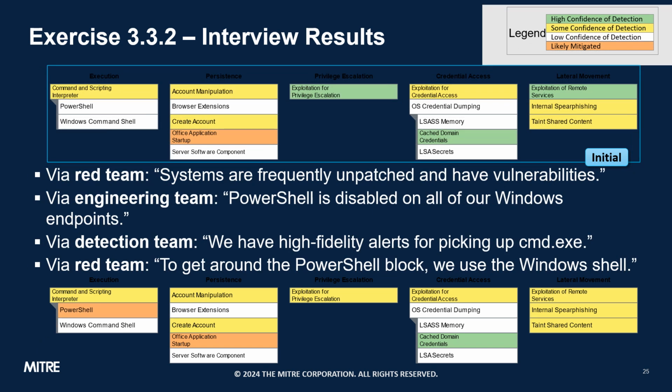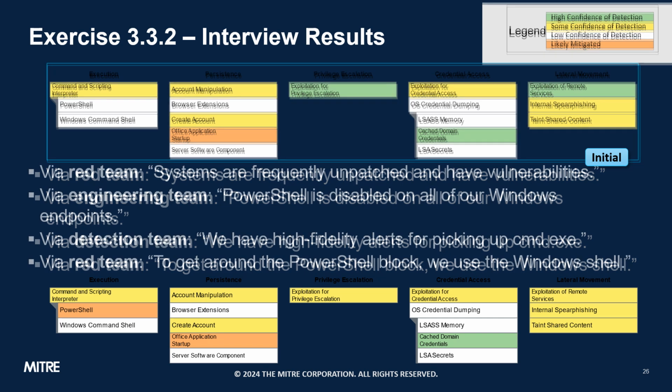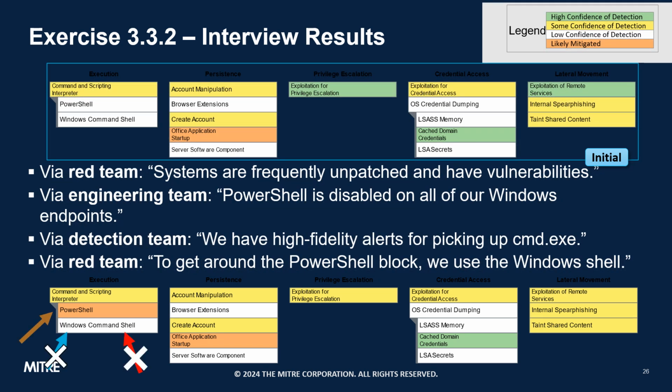These last two are super interesting in that they kind of relate to each other. The detection team is saying that they have high fidelity alerts for picking up cmd.exe. This says to us that we should maybe consider calling Windows Command Shell high confidence of detection. However, the red team gives us the opposite. They say to get around the PowerShell block, we use the Windows shell. They're saying that using this technique is actually effective. These two essentially cancel each other out.